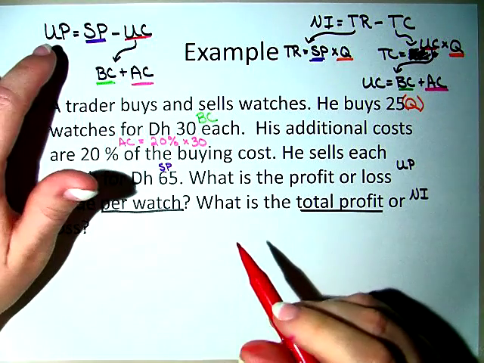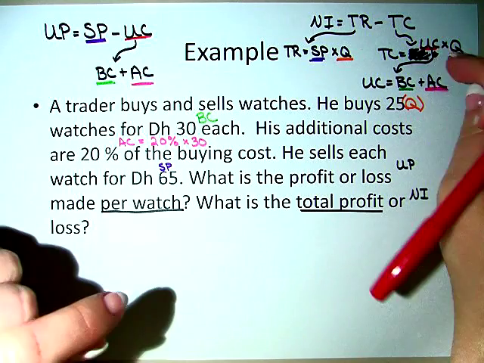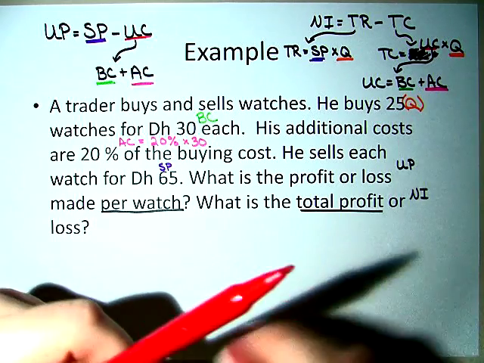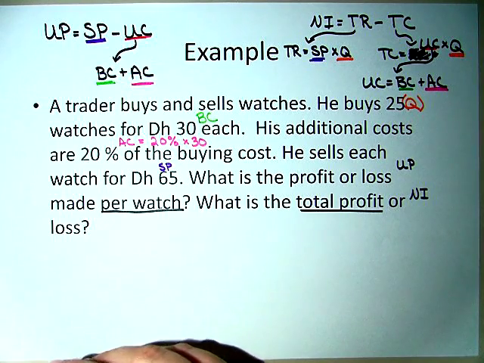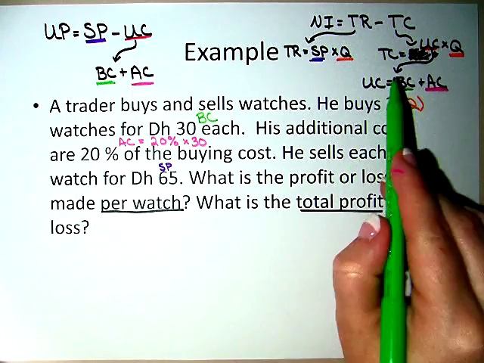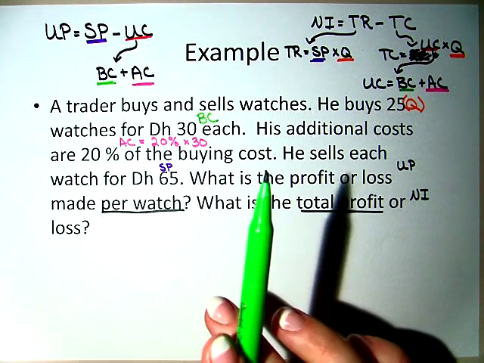So the unit profit will be pretty easy to find once we get these figured out. And the net income will be easy to find once we solve for these. So this is a lot of solving all at once. Let's start with what we know. The buying cost plus the additional cost. We need that in both equations.